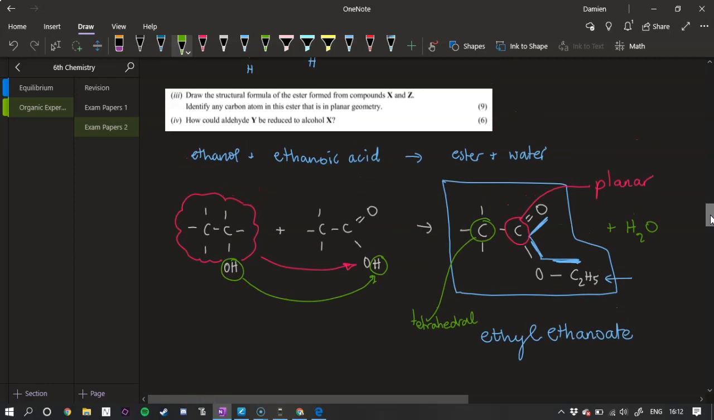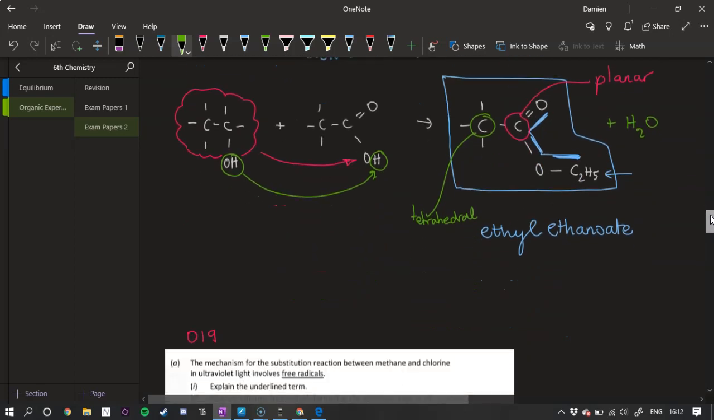And then finally, how could aldehyde Y be reduced to alcohol X? Again, this question keeps coming up. How do you reduce an aldehyde to an alcohol? And the answer, of course, is with hydrogen and a nickel catalyst. So again, H2 with a nickel catalyst.